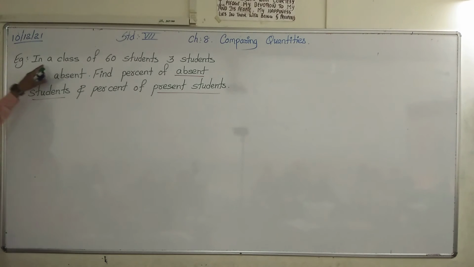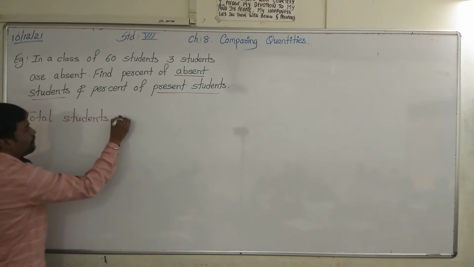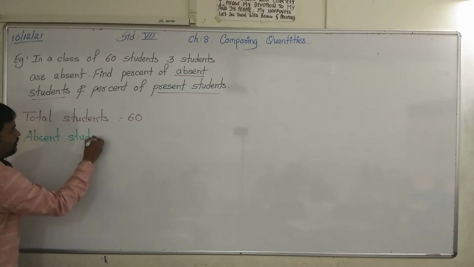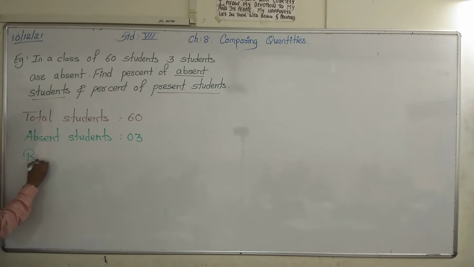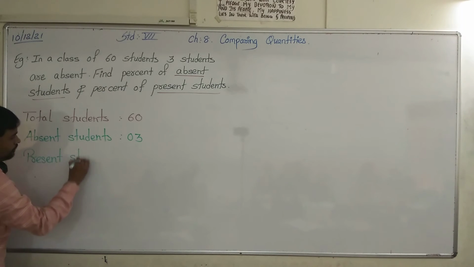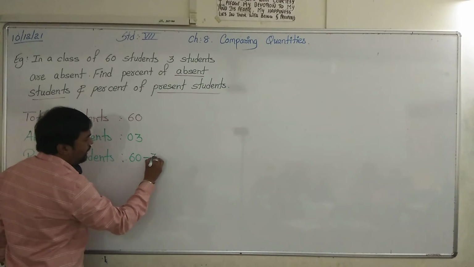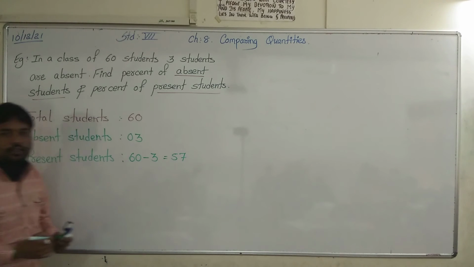So in a class of 60 students, total students are 60. Absent students are 3. Therefore, what can we say about present students? 60 minus 3. What is 60 minus 3? 57.